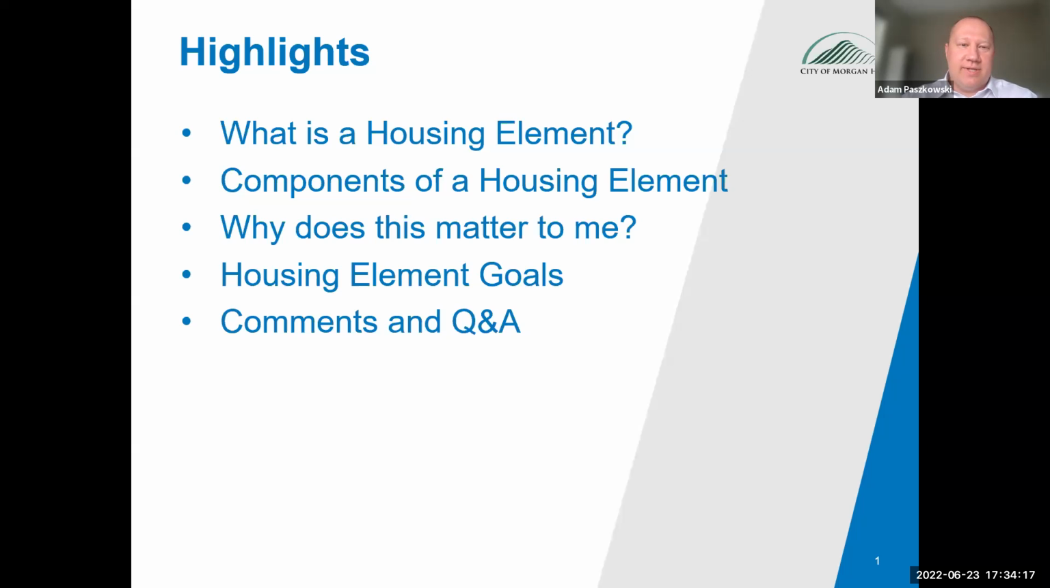So we do have 7 goals that were identified throughout our preparation of the housing element. And then I'll end my presentation, open it up for any comments for anyone who wants to submit verbal comments on the housing element or the draft housing element. And then we would also allow for time for any questions that anyone has about the housing element as well.